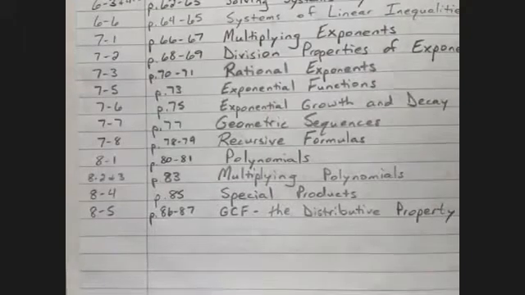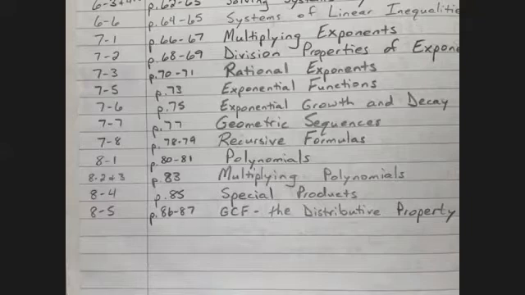All right, welcome to Algebra Chapter 8, Section 5. Today we're talking about GCF, which is greatest common factor, and or the distributive property. So up until now, we've been multiplying polynomials to get an answer. Now we're going to be going backwards. We're taking the answer and we want to know what kinds of things get multiplied together for that.